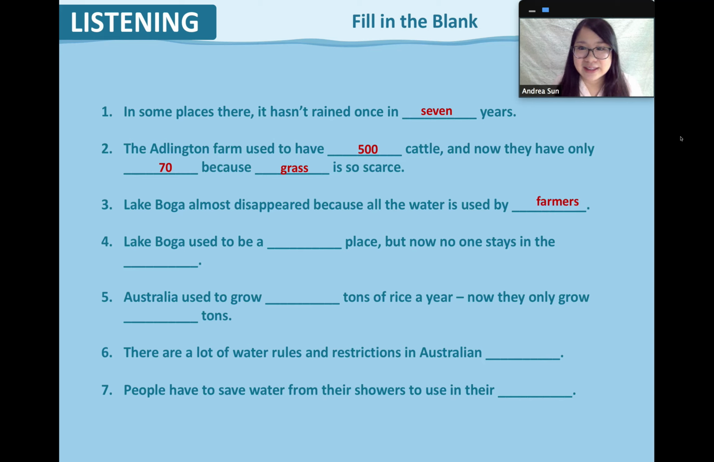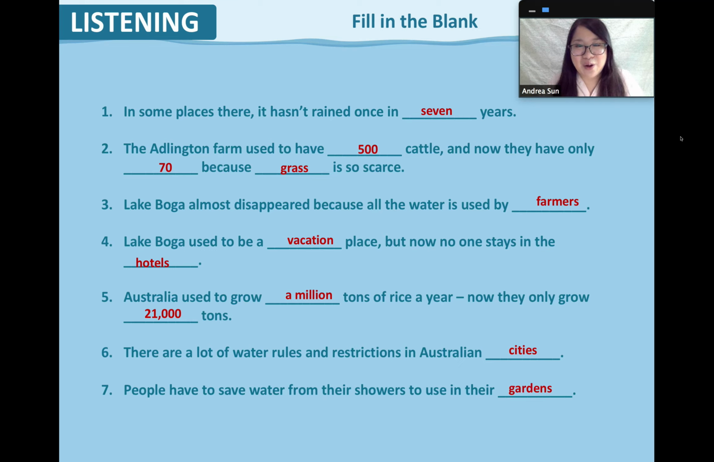Number 4. Lake Boga used to be a vacation place, but now no one stays in the hotels. Number 5. Australia used to grow 1 million tons of rice a year. Now they only grow 21,000 tons. Number 6. There are a lot of water rules and restrictions in Australian cities. Number 7. People have to save water from their showers to use in their gardens.